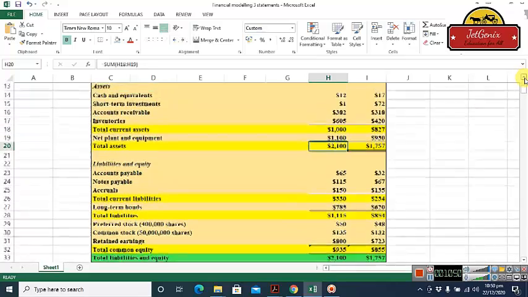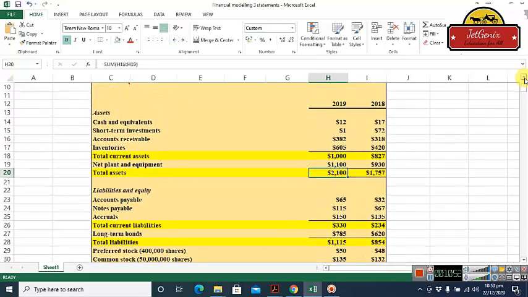Now what is the benefit or the beauty of this financial model is that you see this is the asset side of your balance sheet. Now let's assume if I want to change the short-term investment, it will change the total assets and current assets as well. Okay, let's see, I make it 10 instead of 1. You see it changed the current assets and it changed the total assets as well.